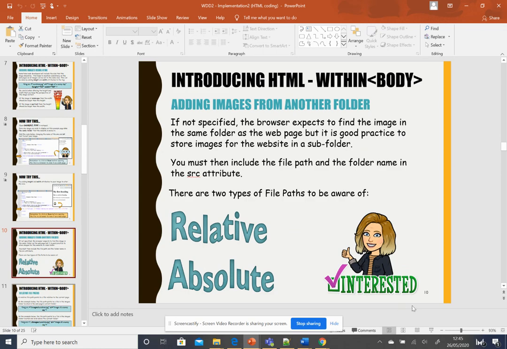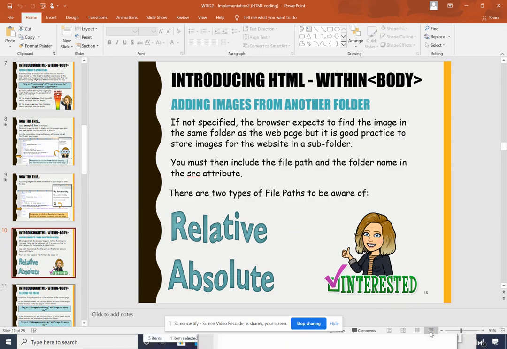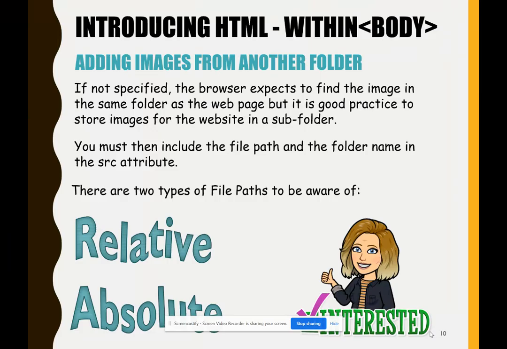So what happens if you want to add in an image that's not saved in that same folder? Obviously, if it's not specified, the browser expects to find the image within that same folder as your web page. But it is actually good practice to store images for a website in a different subfolder, usually called images or image or something like that. When you do that, you must then include your file path and the folder name in the source attribute. Okay.